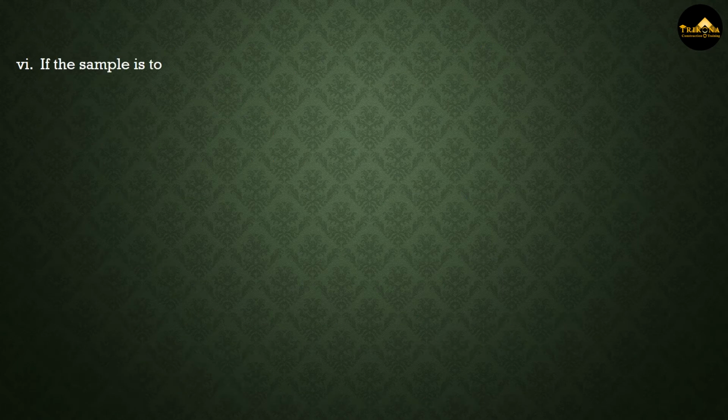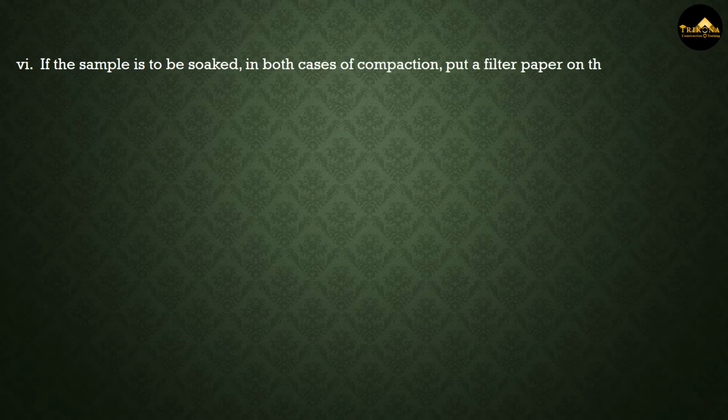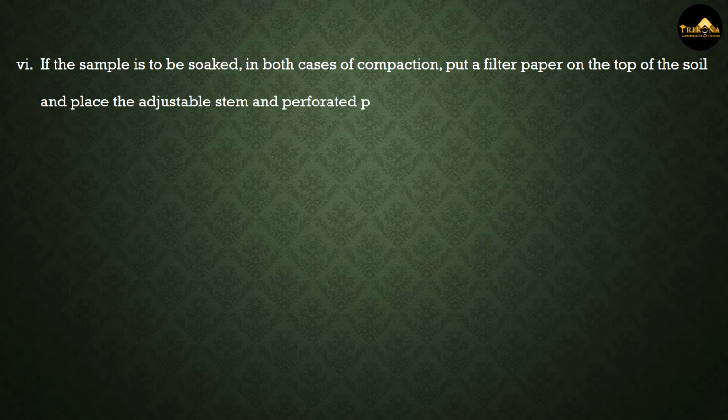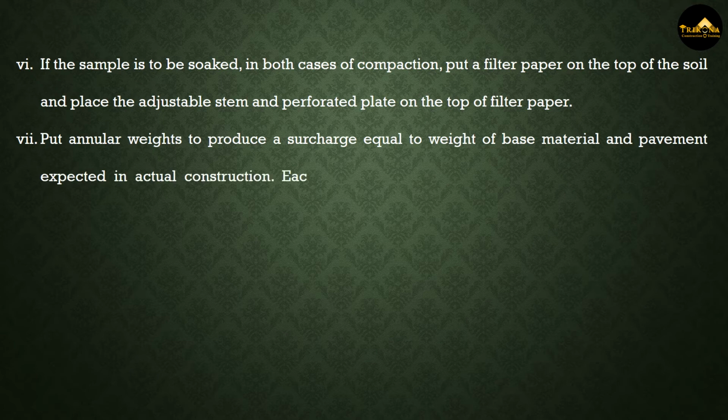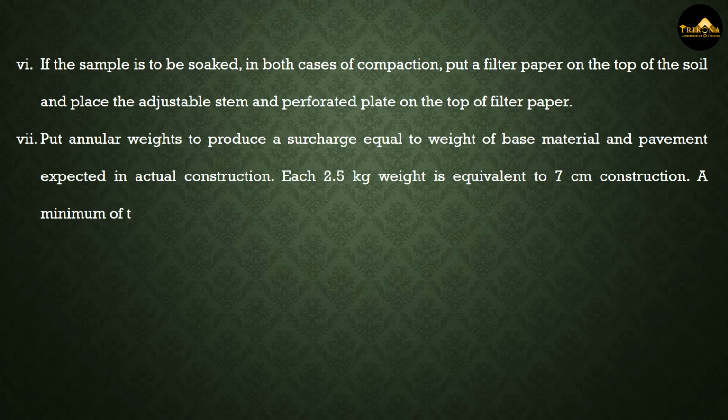If the sample is to be soaked, in both cases of compaction, put a filter paper on the top of the soil and place the adjustable stem and perforated plate on the top of the filter paper. Put annular weights to produce a surcharge equal to the weight of base material and pavement expected in actual construction. Each 2.5 kg weight is equivalent to 7 cm construction. A minimum of 2 weights should be put.